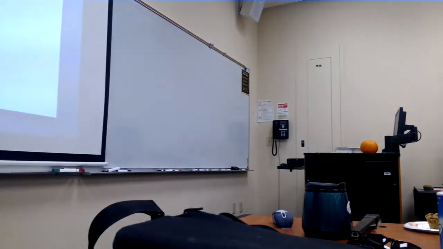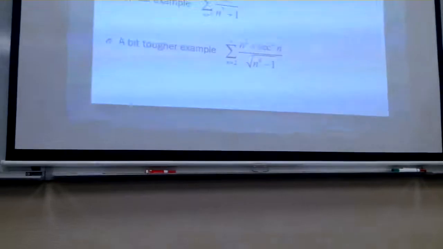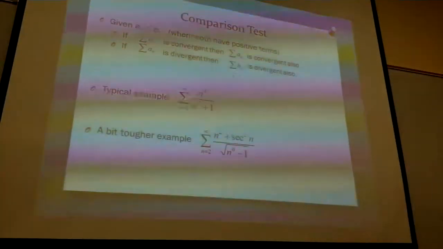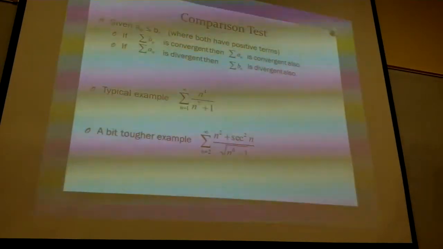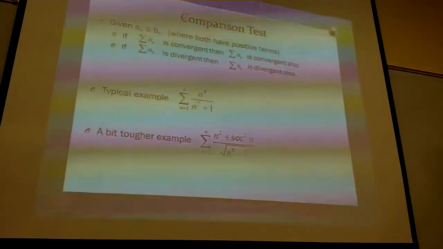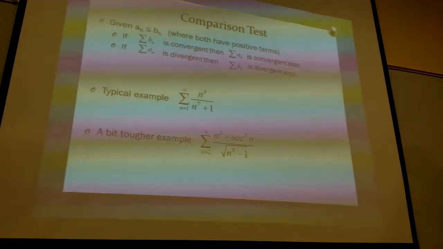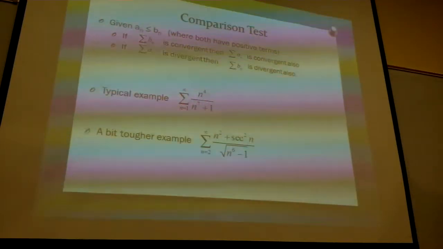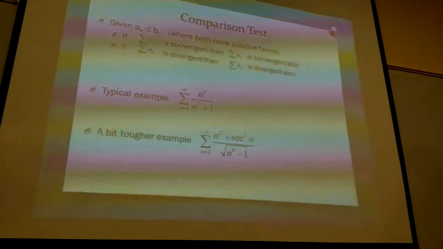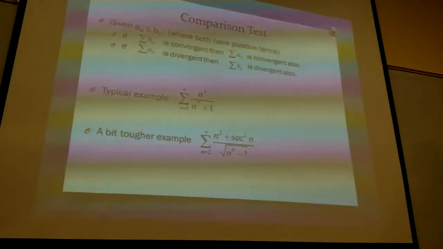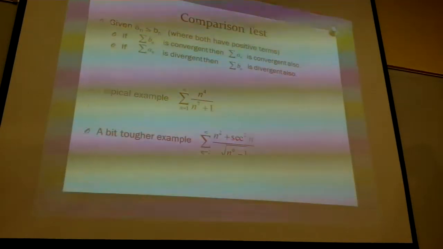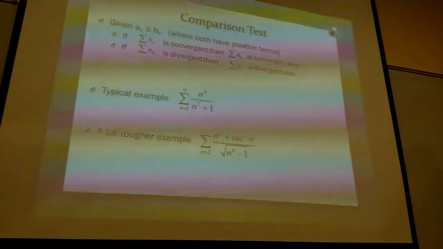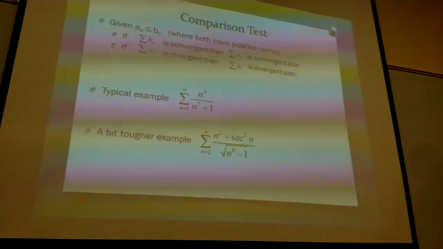So let's take a look at this guy, and give me some suggestions. What does it feel like? That's a terrible math word. Kind of like n squared over n cubed, right? Kinda. Secant squared n. Well, there's a limit to how big it gets. Secant squared, I don't think there is.